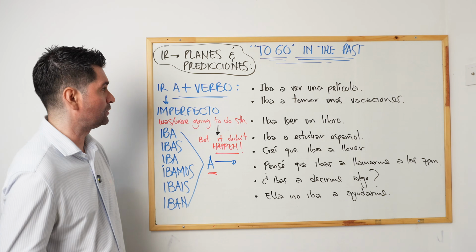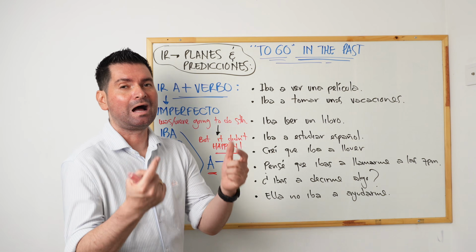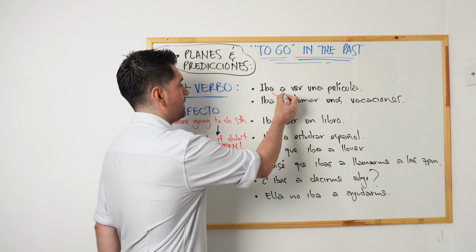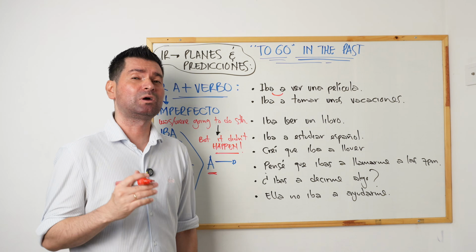Let's practice with some examples. Iba a ver una película. I was gonna watch a movie. Iba a ver. We connect them. Iba a ver una película. I was gonna watch a movie.